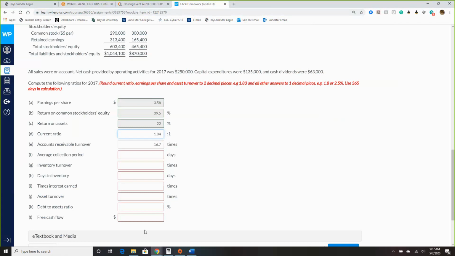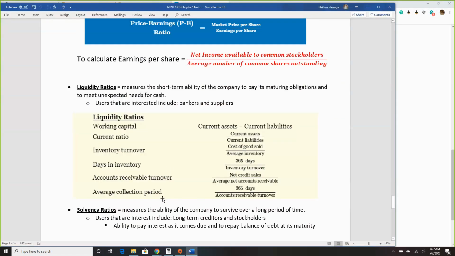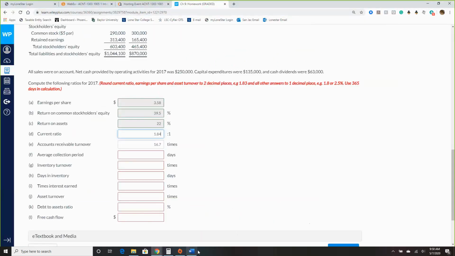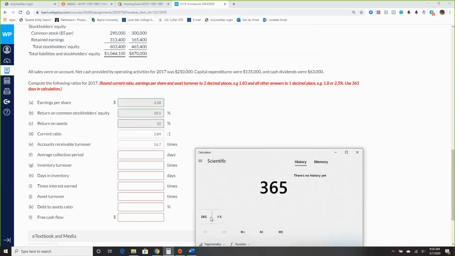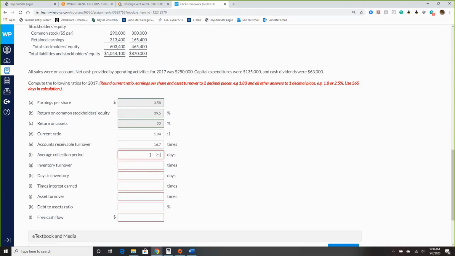Let's see, F, average collection period: 365 days divided by accounts receivable turnover. So that one's a little bit easier. 365 divided by 16.7. And then we'll make sure: current ratio, earnings, asset turnover, that is a 2. Everything else is 1. 21.9.